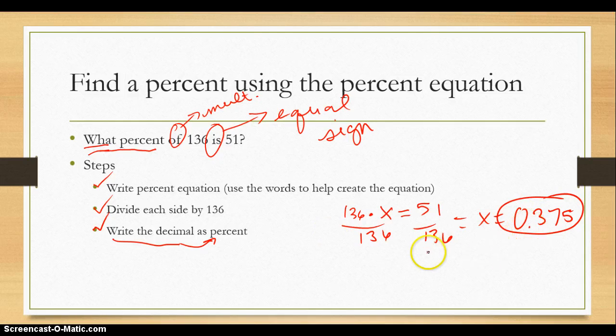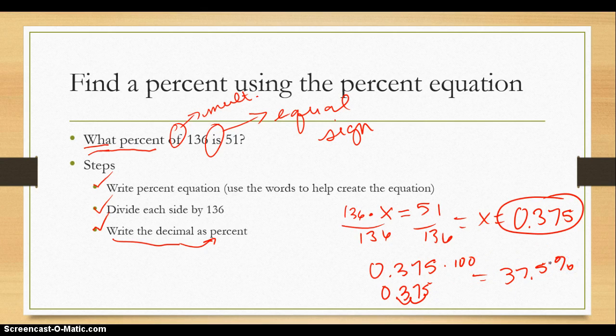To write that as a percent, you can do two things, and you're doing the exact same step. You can either multiply this by 100, because it's always out of 100%, or simply move the decimal 2 spots. They both give you the answer of 37.5, and that is a percentage now. So, what percent of 136 is 51? Well, it's 37.5%. These steps are very important, so make sure you get these down in your notes.